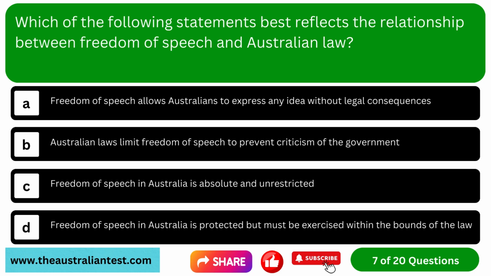Question 7. Which of the following statements best reflects the relationship between freedom of speech and Australian law? Option A. Freedom of speech allows Australians to express any idea without legal consequences. Option B. Australian laws limit freedom of speech to prevent criticism of the government. Option C. Freedom of speech in Australia is absolute and unrestricted. Option D. Freedom of speech in Australia is protected but must be exercised within the bounds of the law.